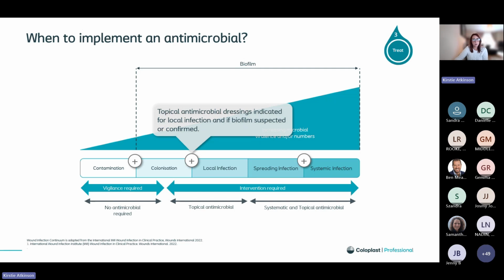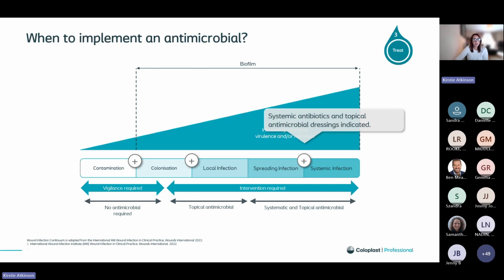So if you're starting to see the early signs of a wound infection, that's where you would utilize your antimicrobial. When you get to your spreading infection and your systemic infection, this is where you're needing antibiotics, but also you would continue to use your antimicrobial dressing as well. You'd hit it from both sides.